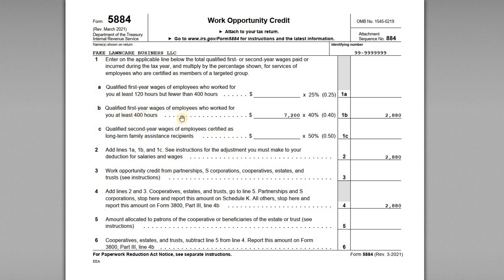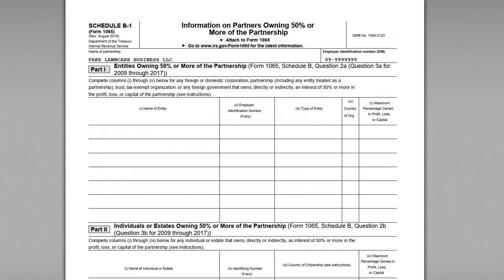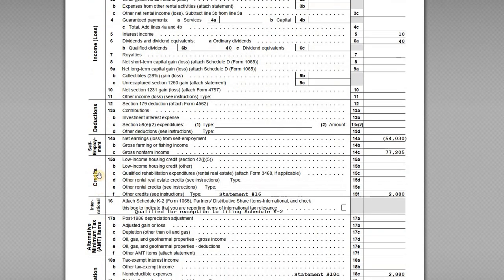So our employee had 450 hours. They are qualified first year wages, so their wages are reported on line 1B, and the credit percentage is 40%. When we multiply 40% by 7,200, we get our $2,880 credit. This is the credit that is being passed up to Schedule K, in the credit section, line 15F, other credits. We'll attach a statement that says this is a work opportunity tax credit on Form 5884, and it's for $2,880.